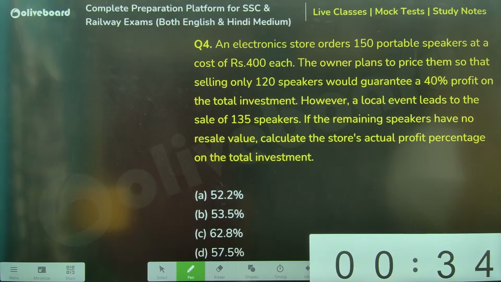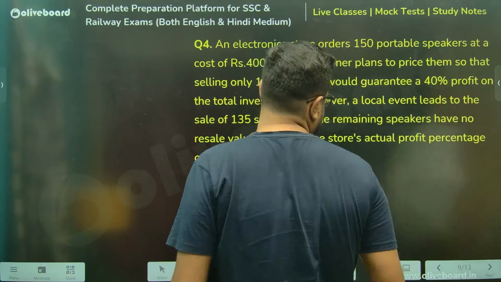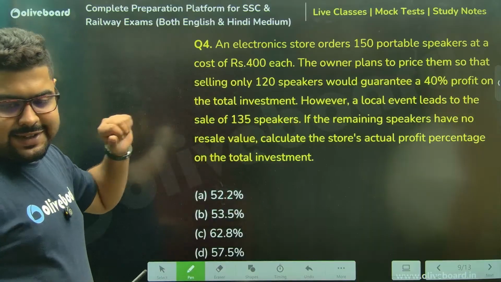Chalo, chalo, chalo, sir. Last 30 seconds here. Answers, answers, answers. Last 10 seconds remaining. No answers yet. Chalo. I feel this is a little easier question.